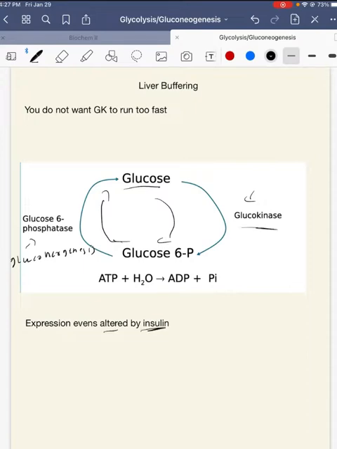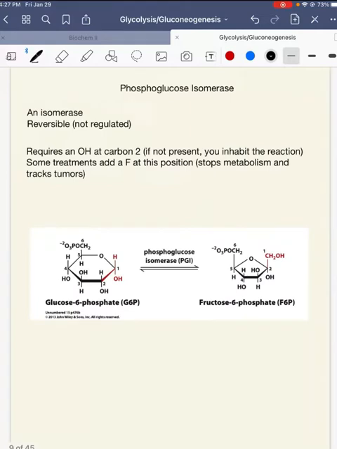You will go over insulin and glucagon later in the semester. Just know that insulin and glucagon act on a lot of the enzymes we'll talk about today. Okay, so now we made our glucose 6-phosphate. Our next enzyme is called phosphoglucoisomerase. What it does is convert this 6-carbon ring to a 5-carbon ring. This enzyme is reversible. It's an isomerase.